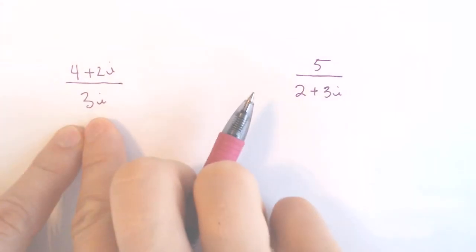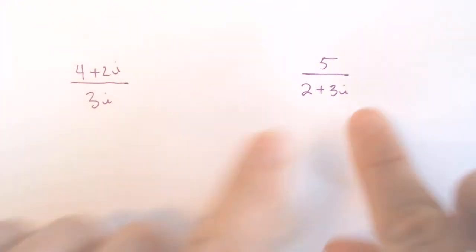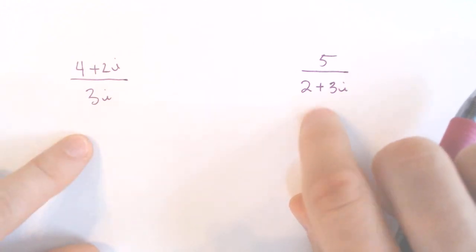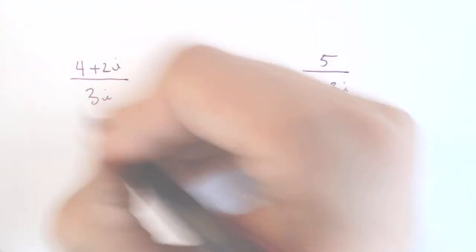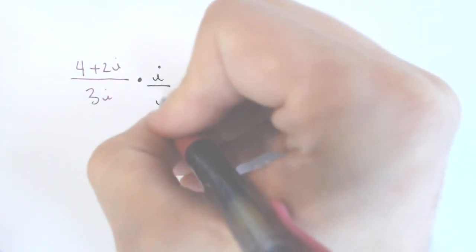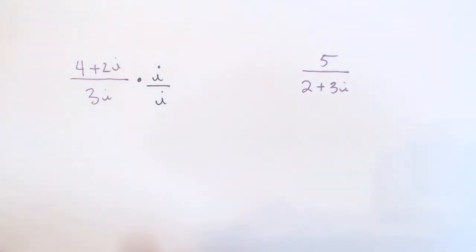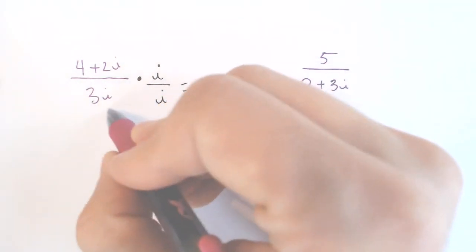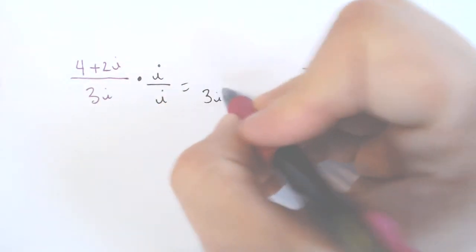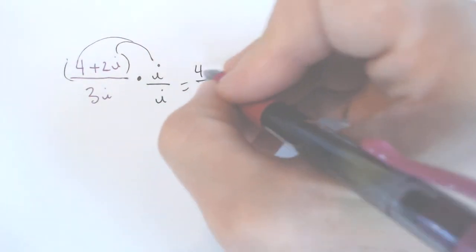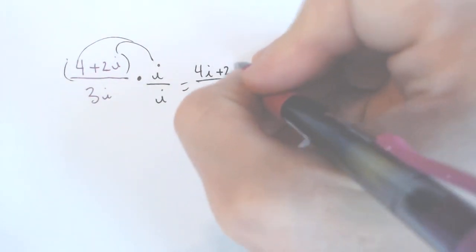You're going to end up with a single term on the bottom of the equation or two terms on the bottom of the equation. In both cases, you are going to have to multiply by something, but it's going to be a little different. If you have a single term on the bottom, you multiply by i over i to eliminate the imaginary number on the bottom. Because if you multiply 3i times i, you end up with 3i squared. And if we distribute this i, because we're multiplying by two terms, we end up with 4i plus 2i squared.